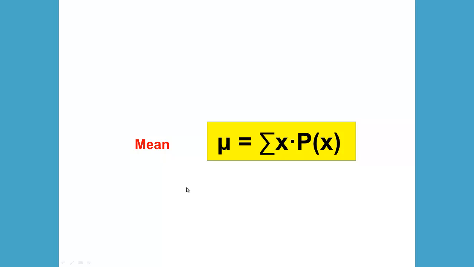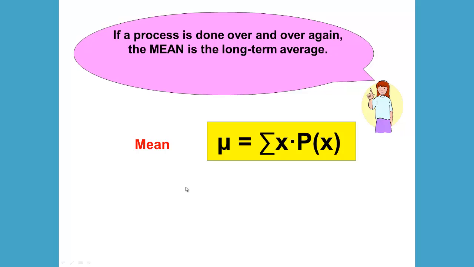Our next topic on this set of videos is expected values. Since we're talking about probability distributions, we're talking about situations that may occur over and over and over again over a period of time. The mean will be the expected value we would get if the experiment is done over and over. If a process is done over and over again, the mean is the long-term average. It is also called the expected value.